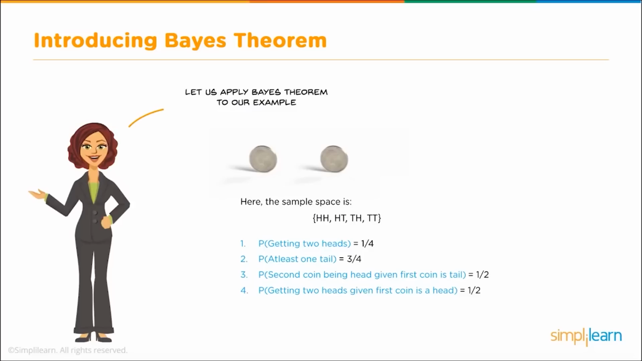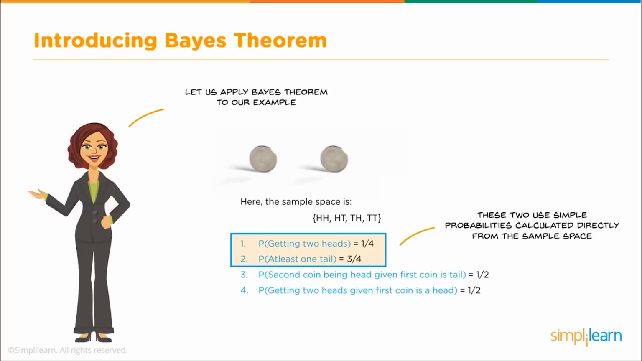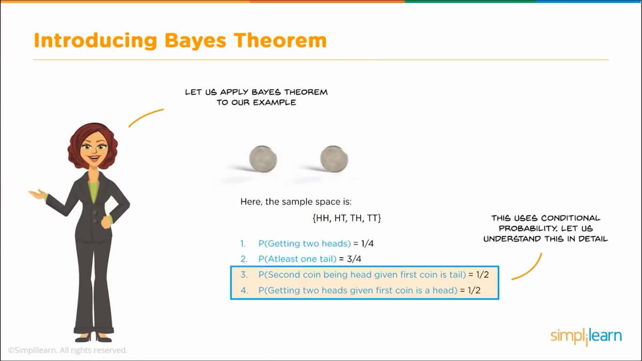Let us apply Bayes' theorem to our example. Here we have our 2 quarters, and we'll notice that the first 2 probabilities, of getting 2 heads and at least 1 tail, we compute directly off the data. So you can easily see that we have one example, HH, out of 4, 1/4, and we have 3 with tails in them, giving us 3/4, or 75%. The second set, 3 and 4, we're going to explore in a little bit more detail.